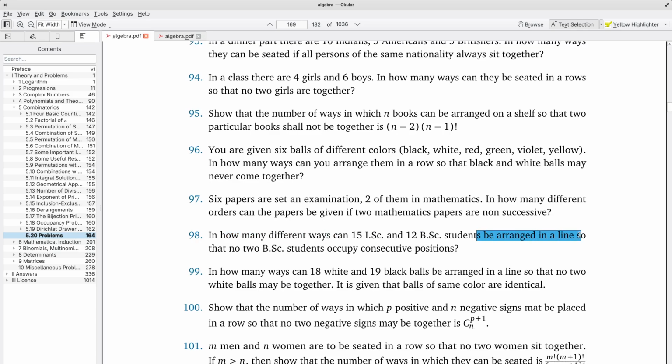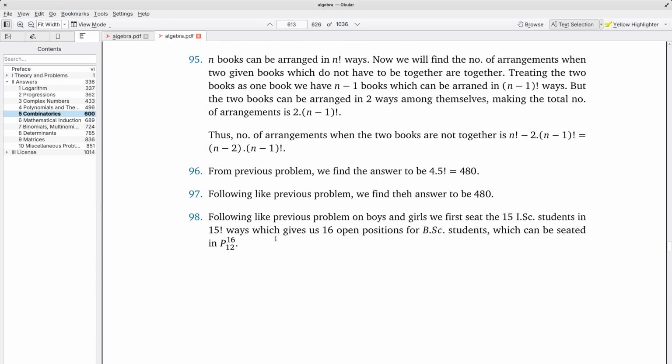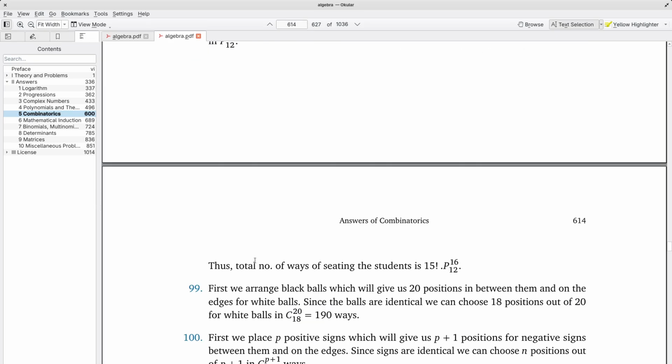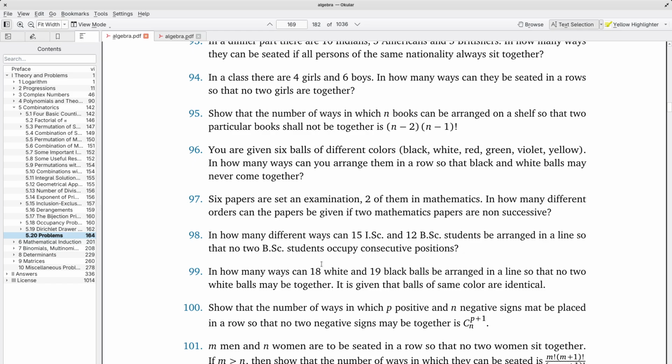Question 98 says that in how many different ways can 15 ISC and 12 BSc students be arranged in a line so that no 2 BSc students occupy consecutive positions? So we first see the 15 ISC students, which gives us 16 open positions for BSc students, which can be seated in 16P12 ways. So the total number of ways of seating the students is 15 factorial multiplied by 16P12.